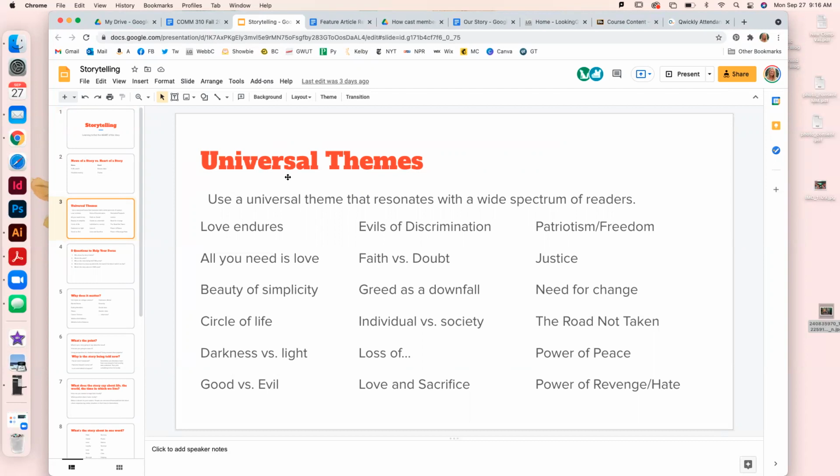Beauty of simplicity. The Circle of Life, we think about Lion King, The Circle of Life, the song, but this one kind of shows stuff that follows nature, follows time going on, people moving on, that type of thing. You can always make a story about darkness versus light, good versus evil.